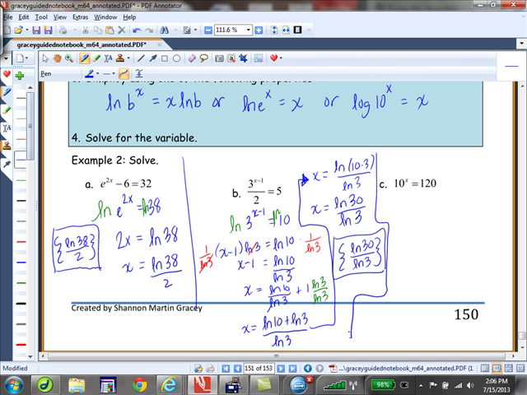Okay, here we go. 10 to the x is equal to 120. So on this one, we want to evaluate the common log of both sides because we have a base of 10 on the left side. So this is just going to be x because you're evaluating log base 10 of 10 to the x. So you get what's in the power. So x is equal to log of 120, and you're done. The end result is log of 120.